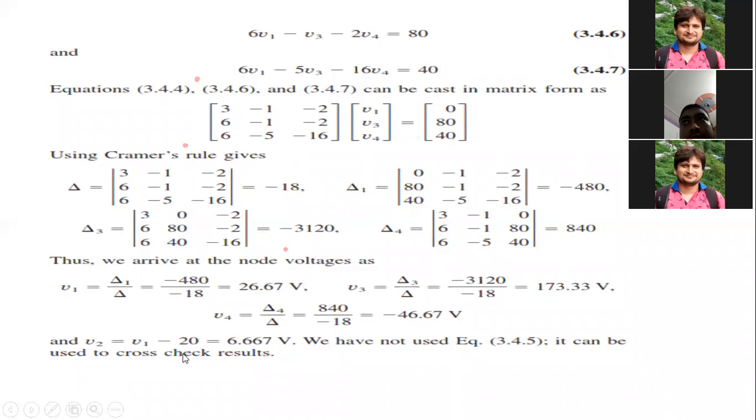So this is the same question which I have uploaded on LPU Live. And whosoever has got the correct answer, that is V1 equal to 26.67 volt.